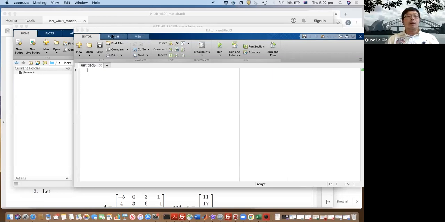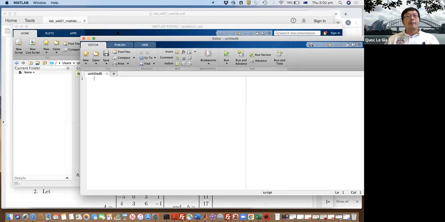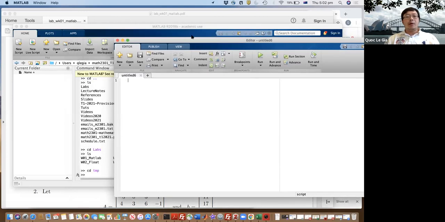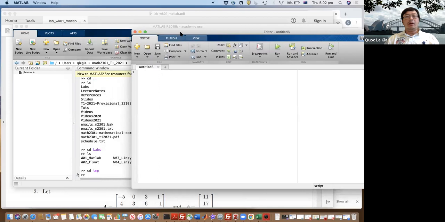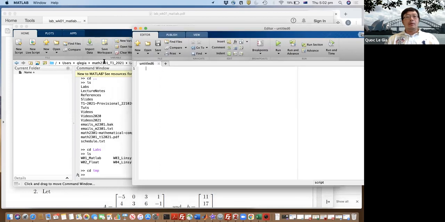So you see there's two windows: the editor window, and the command window, okay? And now I start typing. So question number 1, part I, yeah. So now I define the matrix A.